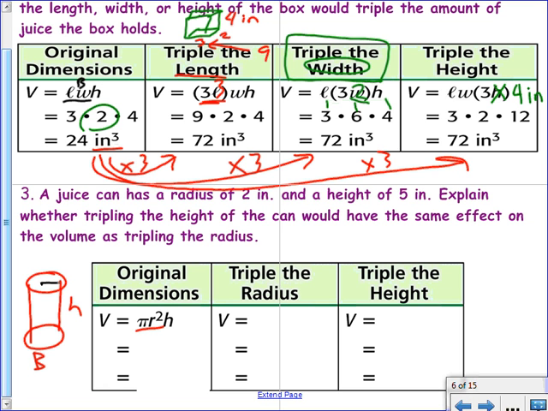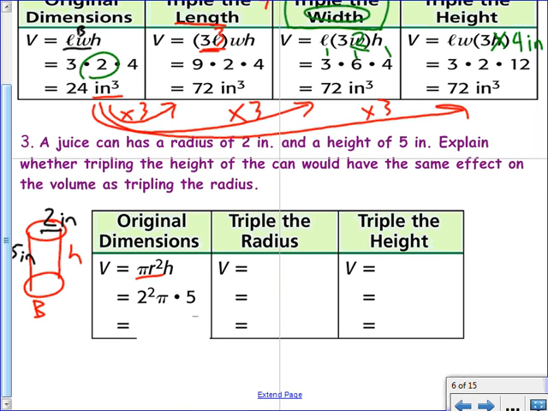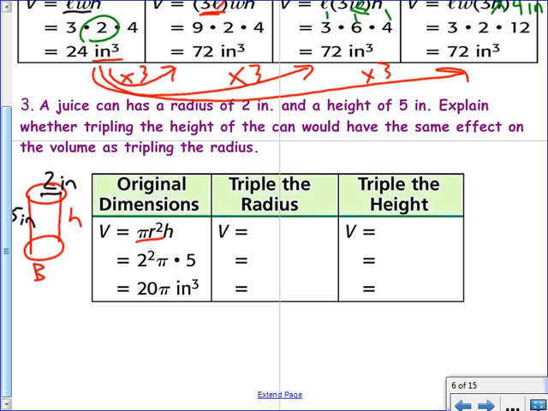We have 2 inches for our radius, and we have 5 inches for our height. And then we will use our formula for volume. We'll find the area of the circle first, pi times r squared, which is pi times 2 squared. 2 squared is 4. Okay, so this is our radius squared. 2 times 2 is 4. And then 4 times 5 gives us our 20, and the pi just drops down. We get 20 pi inches cubed for our original volume of our juice can.